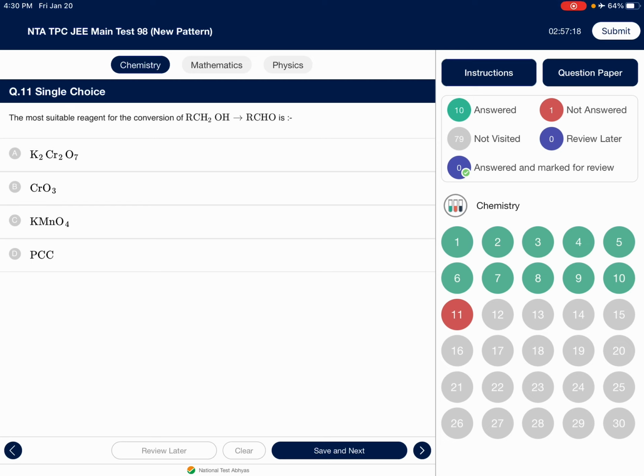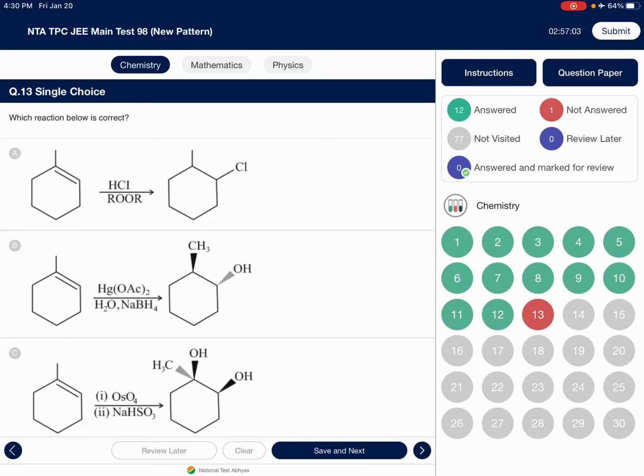The most suitable reagent for the conversion of RCH2OH to RCHO, PCC. Okay, now best primary alcohol. Which one of the following is obtained as a product when tertiary butyl bromide reacts with sodium methoxide? Alkene is going to form, isobutene, because elimination is preferred here.